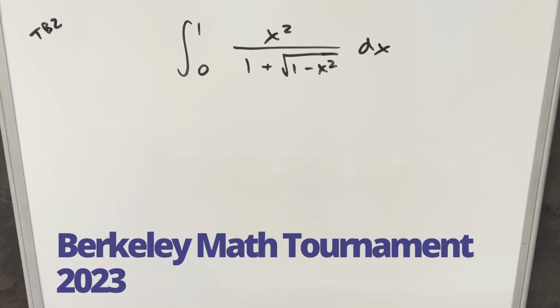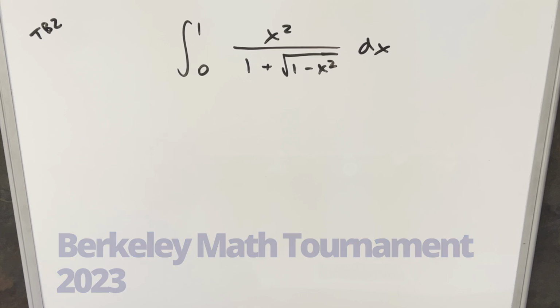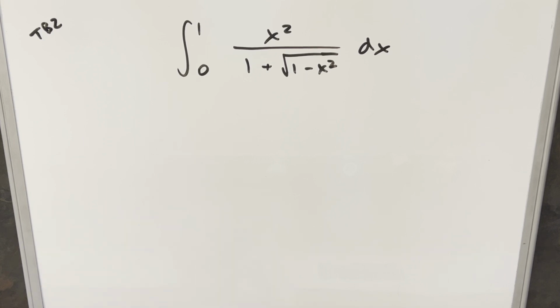Okay, we have here today another integral. This one here is from the Berkeley Math Tournament 2023, tiebreaker number 2. We have the integral from 0 to 1 of x squared over 1 plus the square root of 1 minus x squared dx. Okay, I actually know two pretty good ways to do this one. I think I'm going to do both.